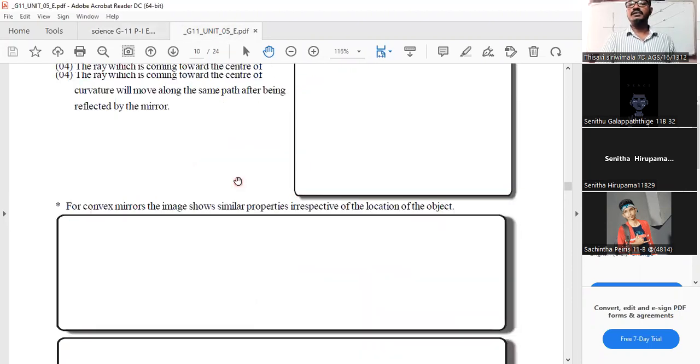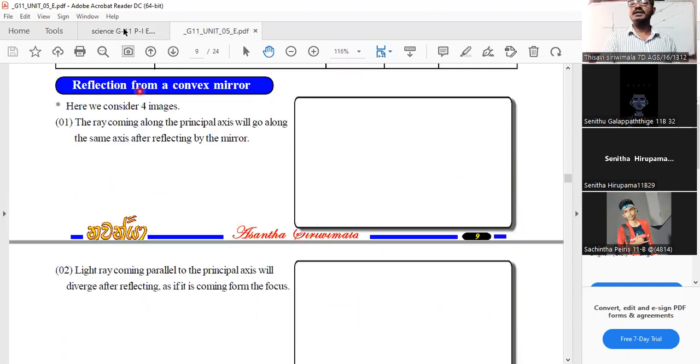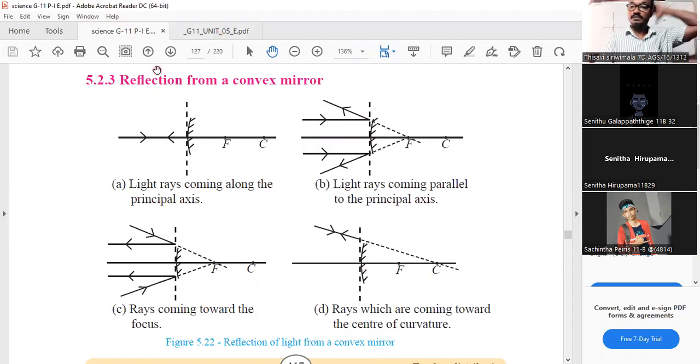Now we can start drawing them. I'll load it onto the screen. Okay. For the four boxes, you can draw the four sets of diagrams.